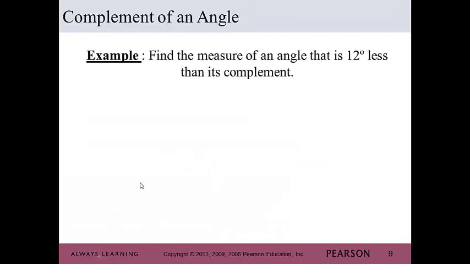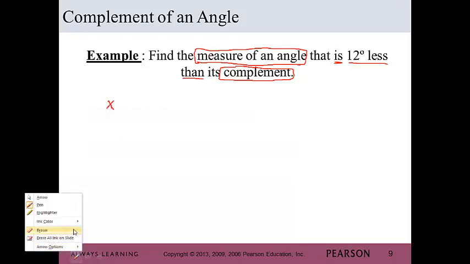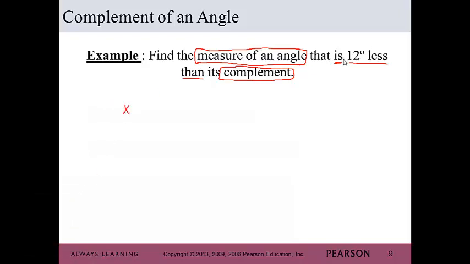Example, it says find the measure of an angle that is 12 degrees less than its complement. So the measure of an angle is 12 degrees less than its complement. Okay, so let's start by translating this. The measure of an angle, we know that to be x. So the measure of the angle is x. Then it says is, so that's equals. Then it says 12 degrees less than its complement.